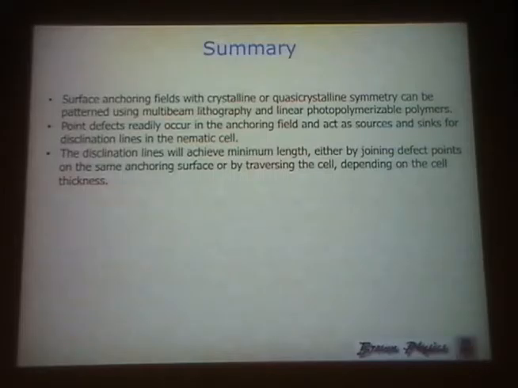The key point is, energetically, the disclination lines want to minimize their length, and so the way they will do that is either join the defect points on the same anchoring surface or traverse the cell, and all of that depends, in general, on thickness. In the quasicrystalline case, it depends on thickness, but in a somewhat complicated way. But still, in the end, thickness is the key point that one has to consider. So, that's it.